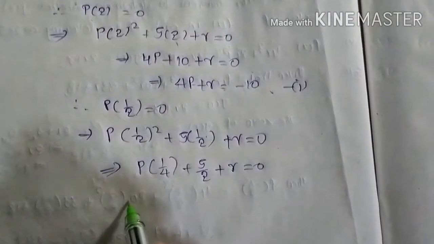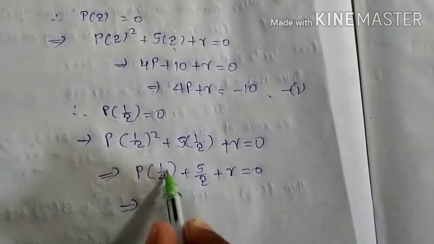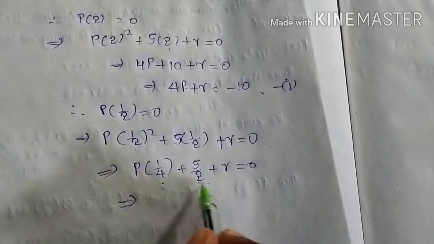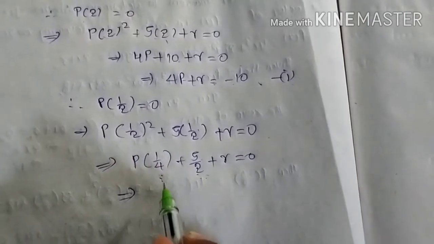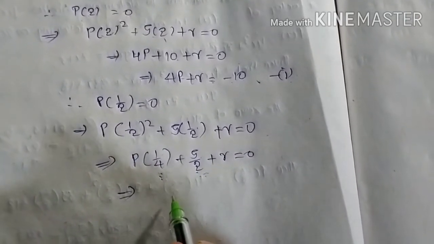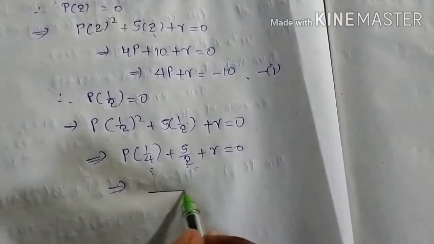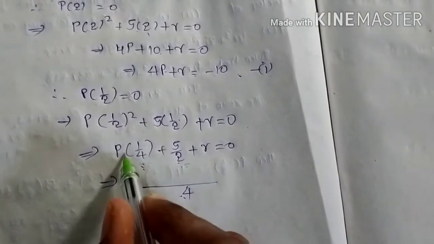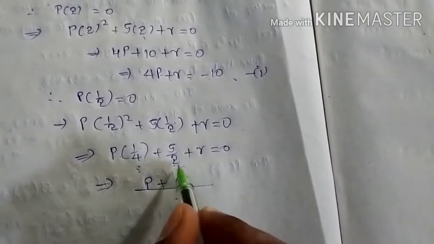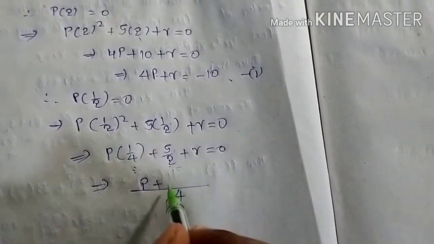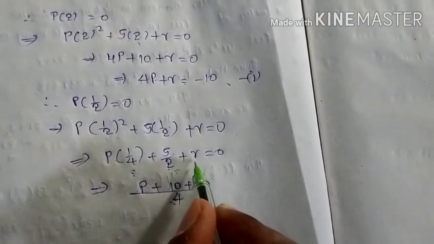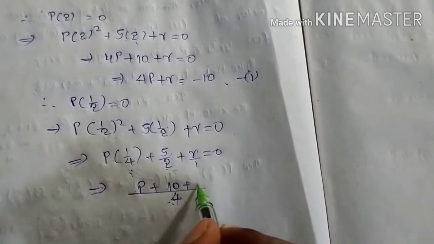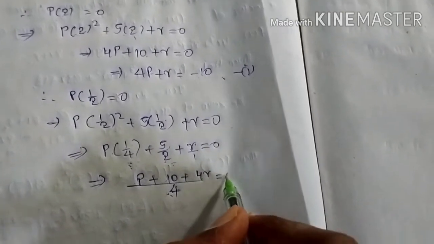Yes, that means I can write p by 4 plus 5 by 2 plus r is equal to 0. Now you can see 2 and 4, the LCM is how much? 2 and 4 LCM is 4 only. Yes or no? I am taking 4 as the LCM. Now 4 ones are 4, that means you can write 1 into p only. Plus 2 twos are 4, that means 2 fives, you can write 10. Plus r means it is r by 1, or not? That means 1 fours are 4, that means you can write 4 into r, 4r is equal to 0.